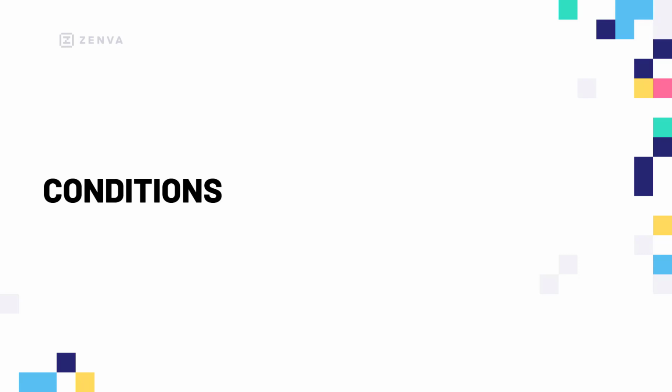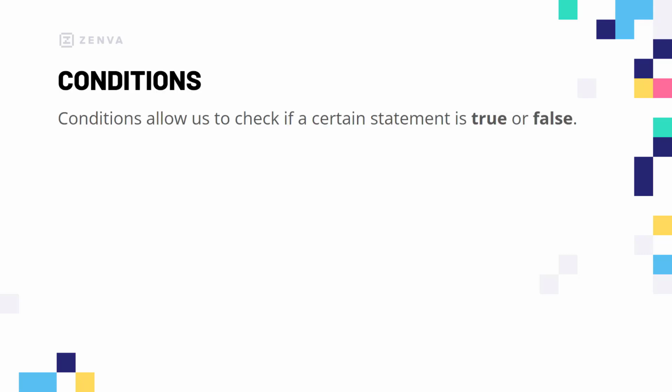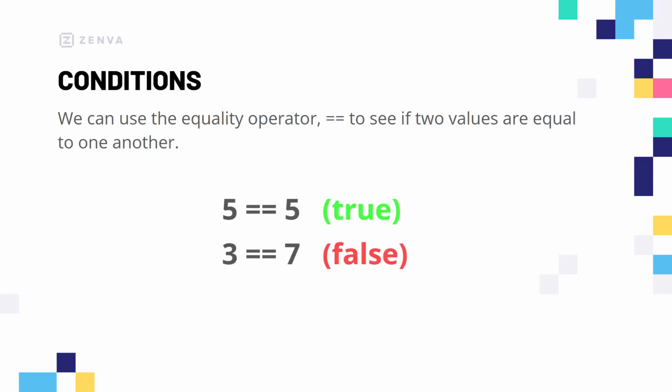Hey everyone, in this lesson, we are going to be exploring conditions inside of coding with Godot. So what is a condition? Well, conditions essentially allow us to check to see if a certain statement is true or false. Now, we can use, for example, the equality operator, equals, to see if two values are equal to one another. So if we go 5 equals 5, that statement is true. If we then go 3 equals 7, that statement is false because 3, of course, is not equal to 7.